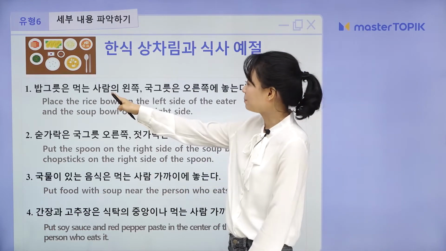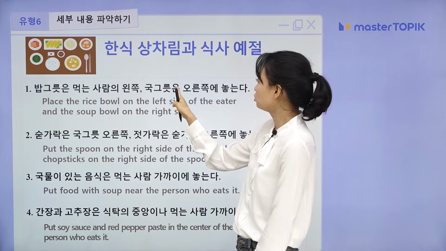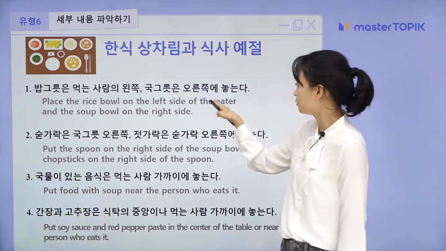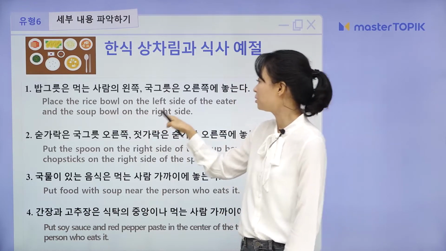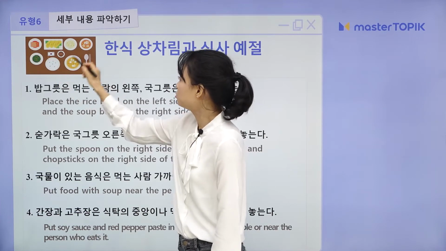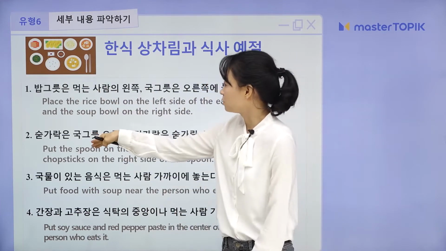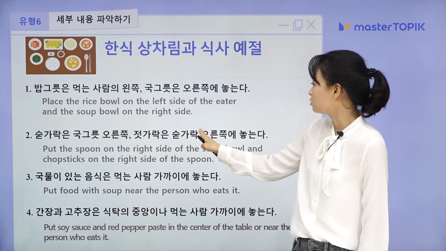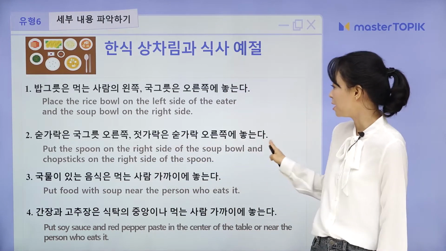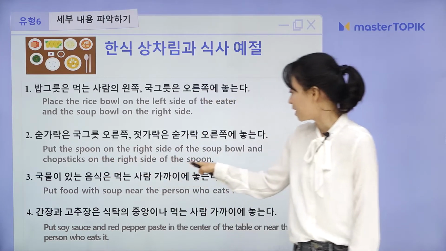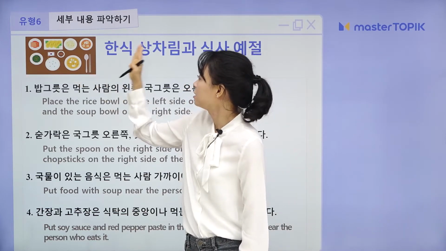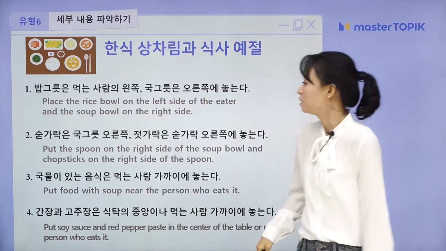Okay, then let's learn Korean table setting and table manners. Number 1. 밥그릇은 먹는 사람의 왼쪽, 국그릇은 오른쪽에 놓는다. Place the rice bowl on the left side of the eater and the soup bowl on the right side. As you see, rice bowl left, soup bowl right. 숟가락은 국그릇 오른쪽, 젓가락은 숟가락 오른쪽에 놓는다. Put the spoon on the right side of the soup bowl and chopsticks on the right side of the spoon. You see? On the right side of the bowl, the spoon first and then chopsticks.